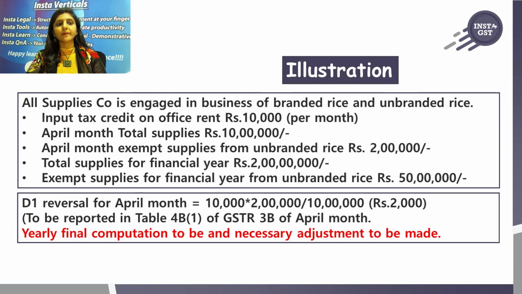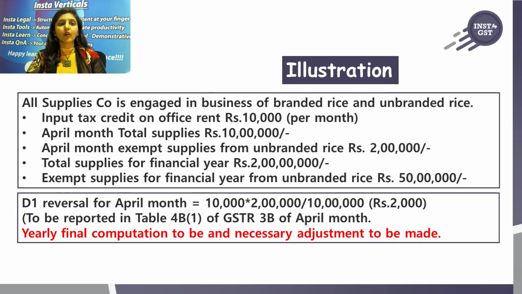Let's take an example where a company is engaged in the business of branded rice and unbranded rice. Branded rice is taxable, unbranded rice is exempt. Input tax credit on office rent is rupees 10,000. In the month of April, the total supplies is 10 lakhs and the exempt supplies from unbranded rice is 2 lakhs. And for the entire financial year, the total supplies is 2 crores while exempt supplies from unbranded rice is 50 lakhs.